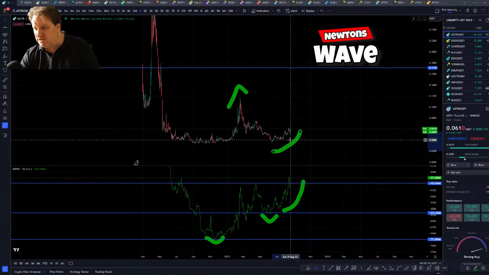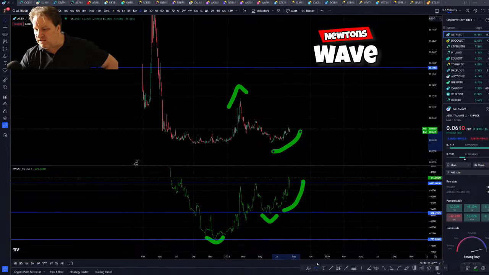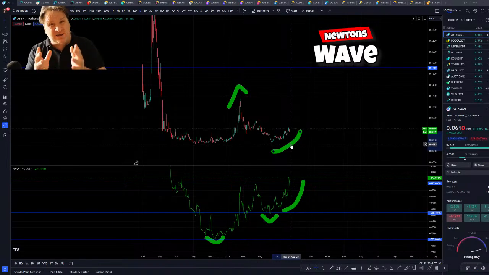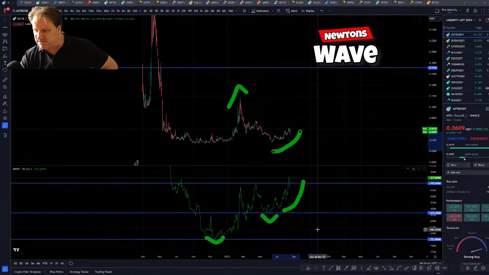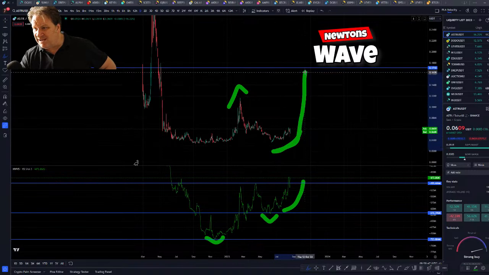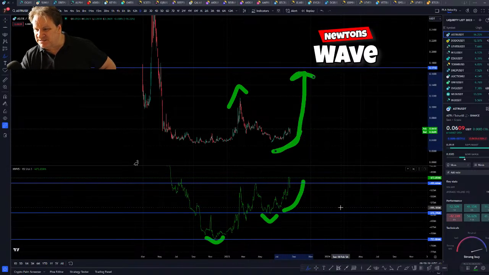So, and this is really truly amazing, what Newton's wave does. I've been using this for a couple of years now, and people that use this make a lot of money because trading is a science and this is a barometer. So Newton's wave shows us that the price is going to hit 17 again, and it started.